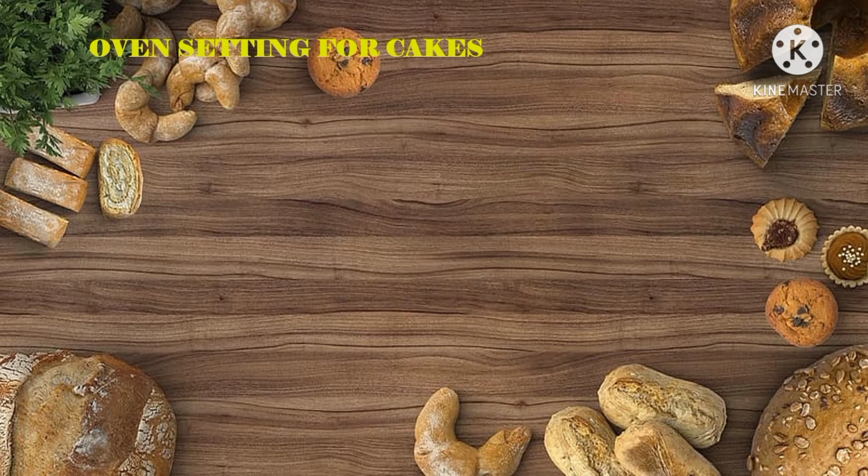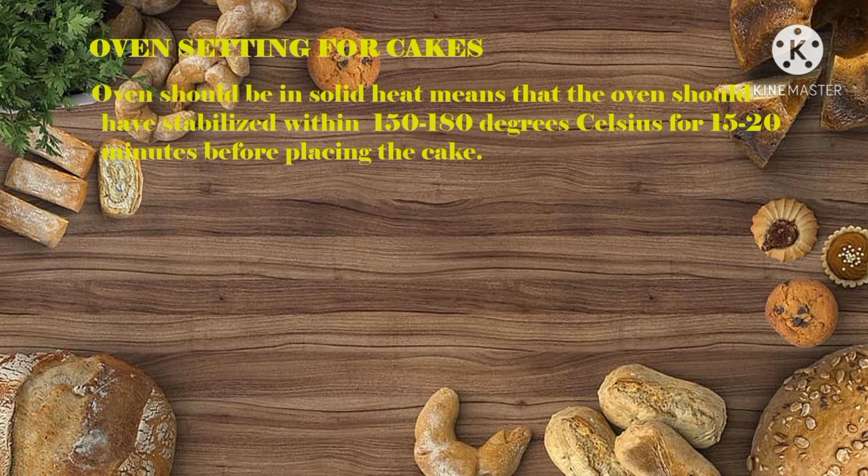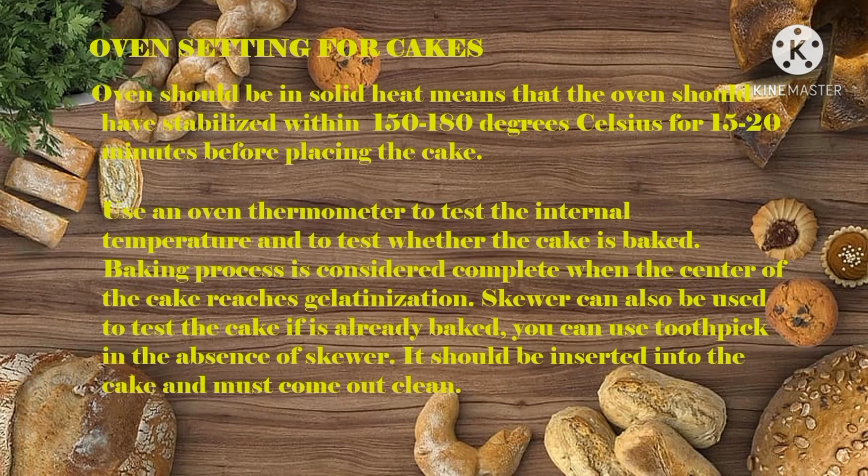Oven setting for cakes. Oven should be in solid heat, which means that the oven should have stabilized within 150 to 180 degrees Celsius for 15 to 20 minutes before placing the cake. Use an oven thermometer to test the internal temperature and to test whether the cake is baked. Baking process is considered complete when the center of the cake reaches gelatinization.